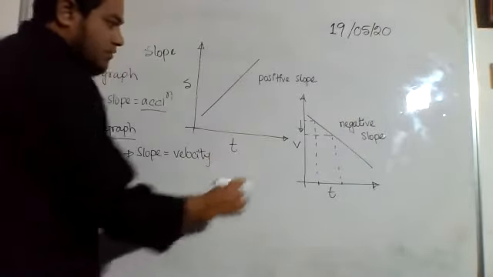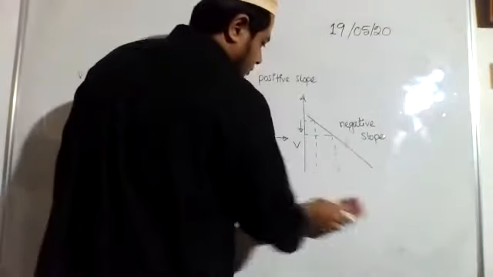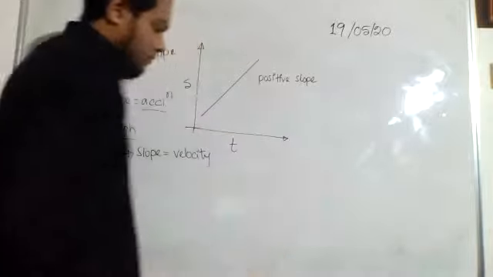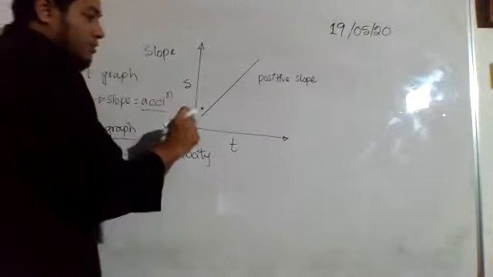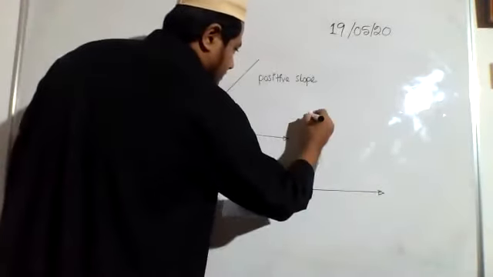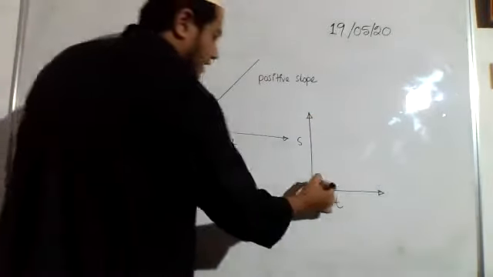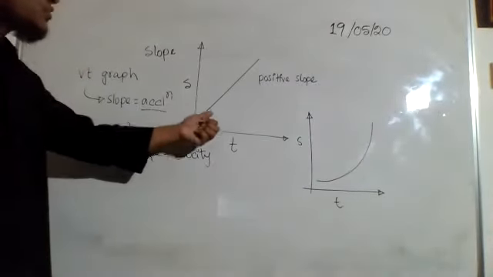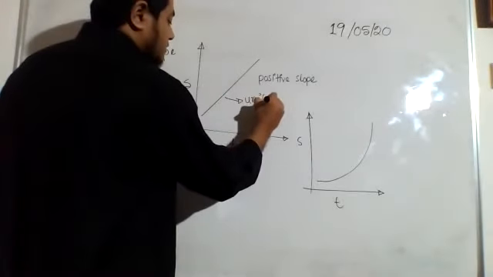Distance versus time graph. For a distance versus time graph, there will be no negative slope actually. Now, if you remember, there are two types of graph that we discussed when we studied distance versus time graph. One will be a straight line, another will be a curved line. When it is a straight line, we used to say that this is the case of uniform velocity.